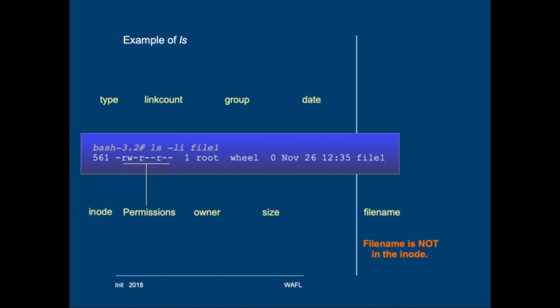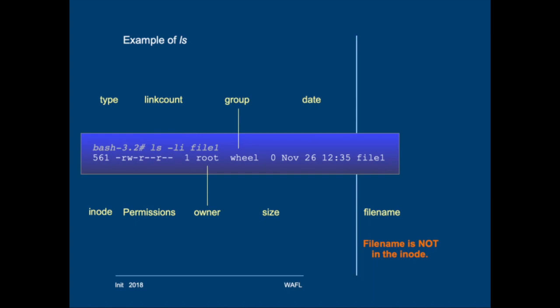Then after that we have the link count. This is an important one because that means that there is one file name referencing that particular inode 561. If you would create another file referencing the same inode, that would mean that you'd have 2 names to the same inode. That would increase the link count from 1 to 2. We'll have a little demo on that in a second.